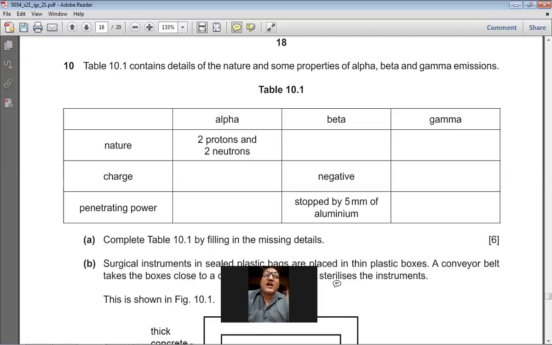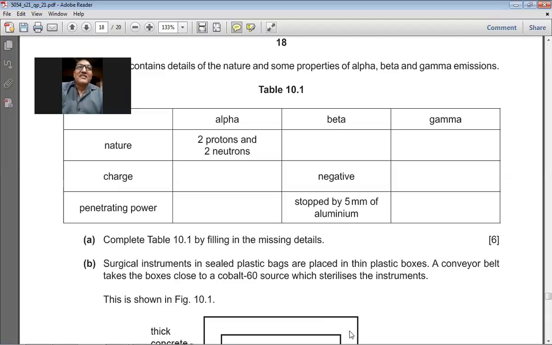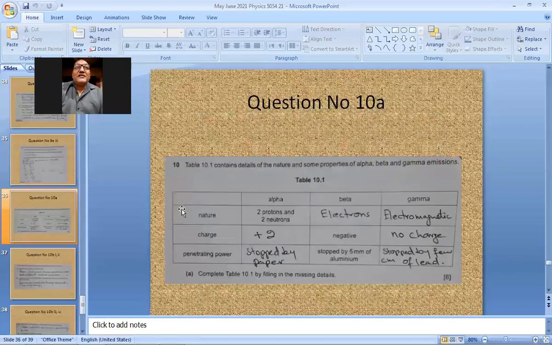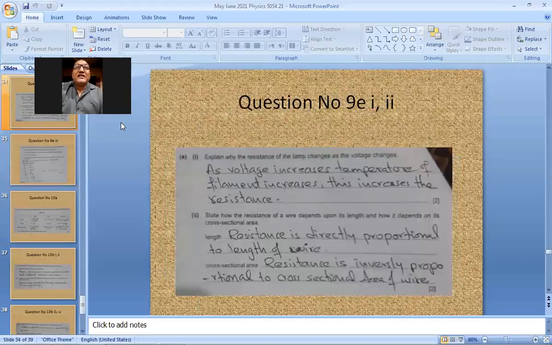It's a 6-mark question. Okay? Complete the table 10.1 by filling in the missing details. It's a 6-mark question, so very carefully fill this. It has a huge number of marks.